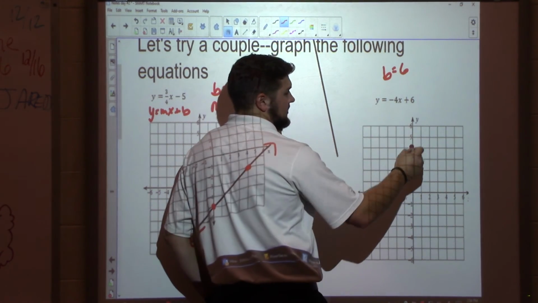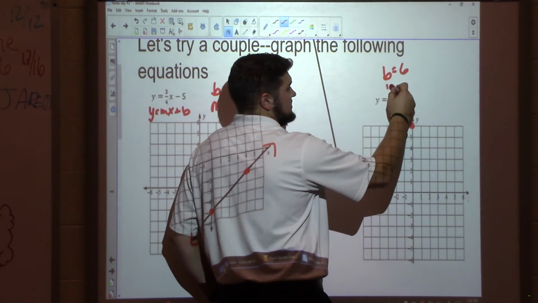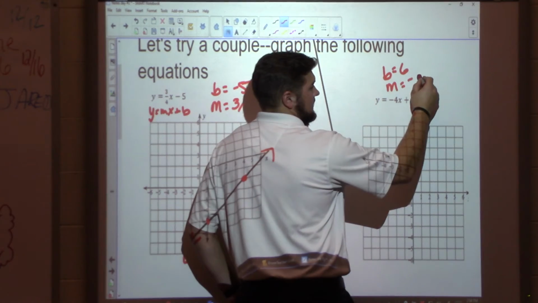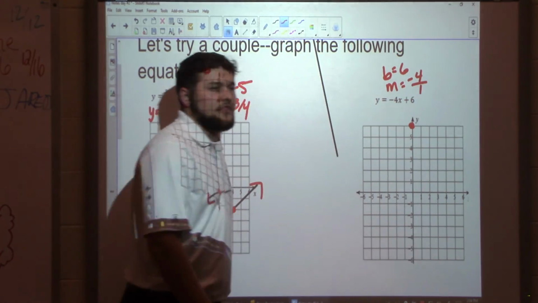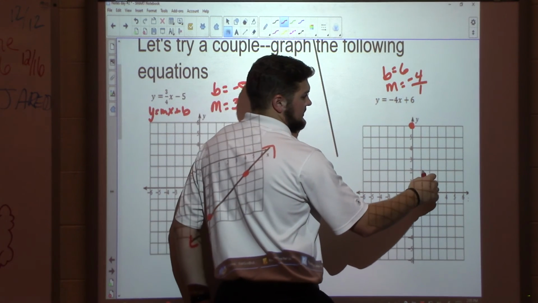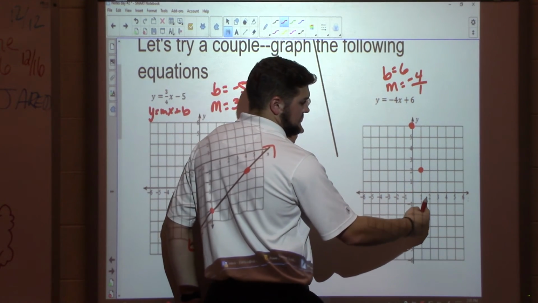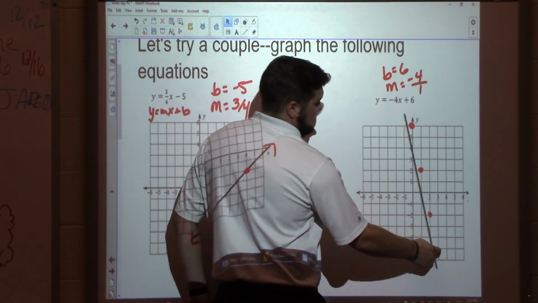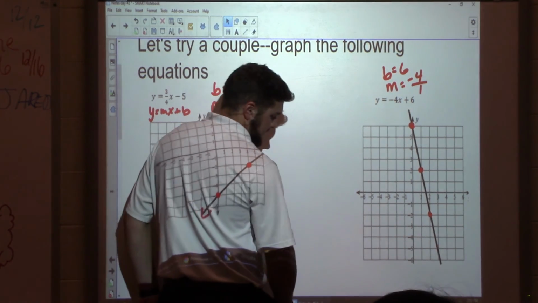Y-intercept at 6. So I'm going to go up to 6, put a dot. Slope. Palmer, what's my slope? Your slope is -4/1. Thank you. So that means I'm going down 4: 1, 2, 3, 4. To the right 1. Once I have enough points, I can put my line in.